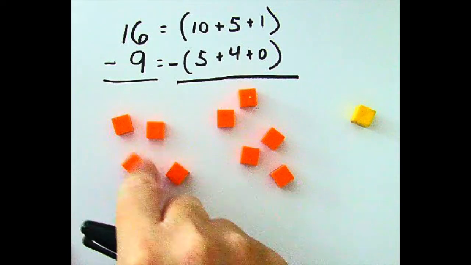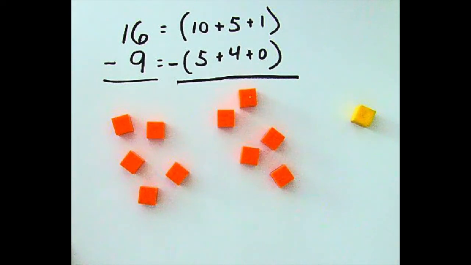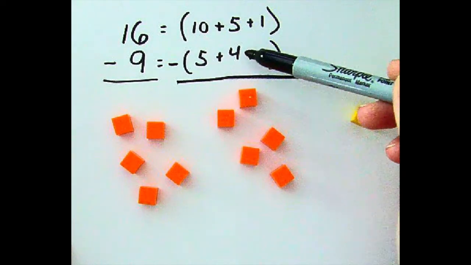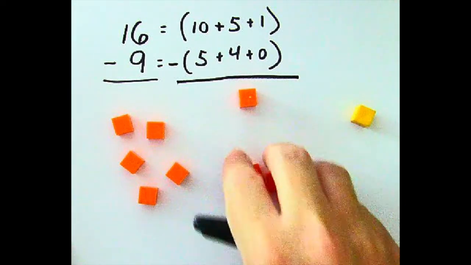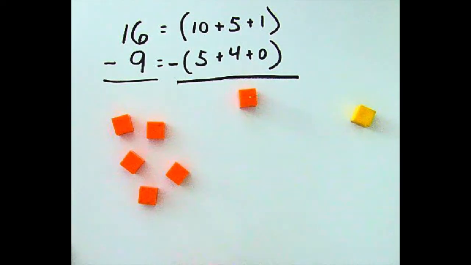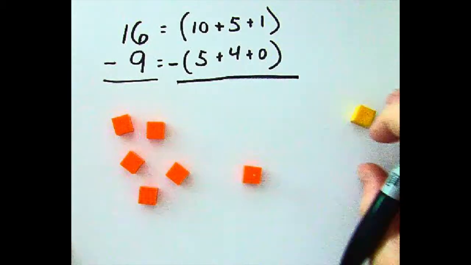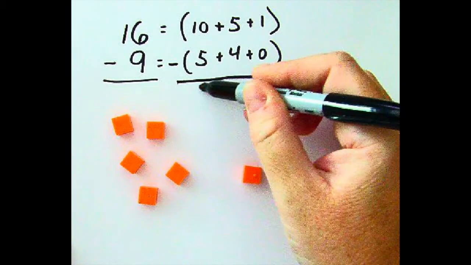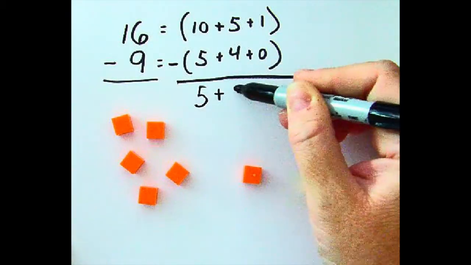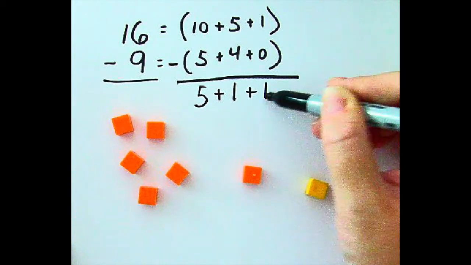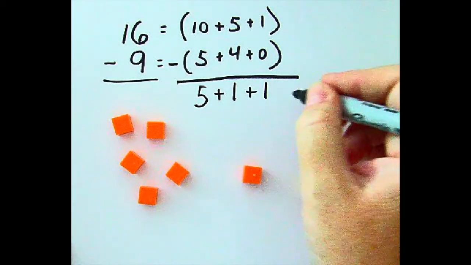Now we can look at the other 5 and subtract 4 from it. So removing 4 from this 5 leaves us with 1. And then finally our 1 that we need to subtract nothing from remains a 1. So here again you can see the 5, the 1, and the 1 for a difference of 7.